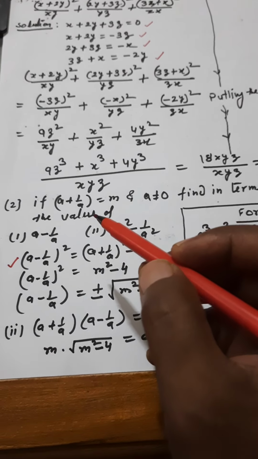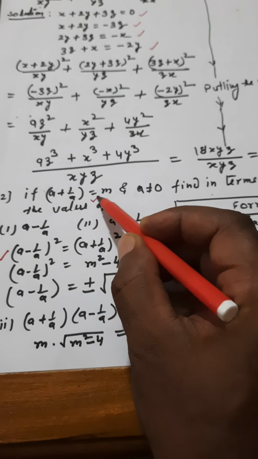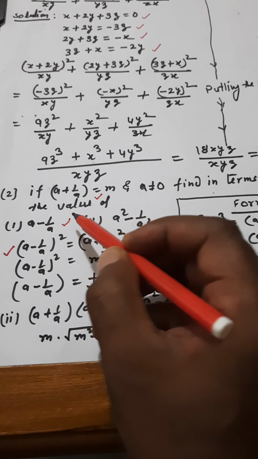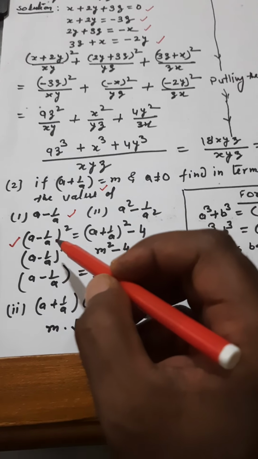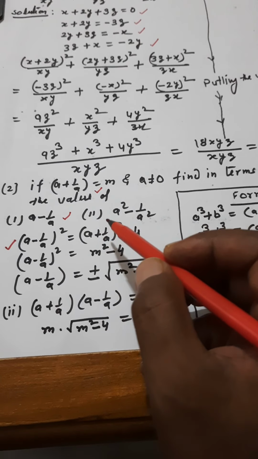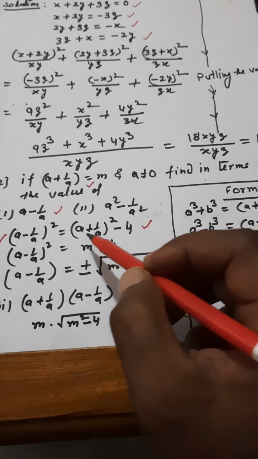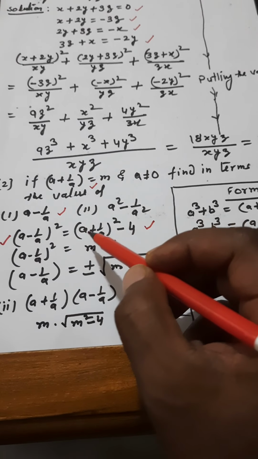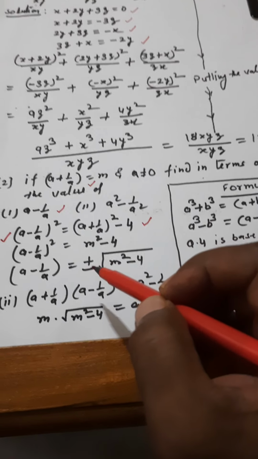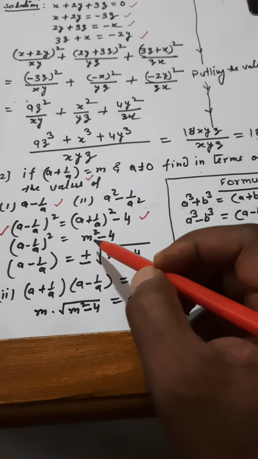So the key point is what is given. Given is a + 1/a = m, and you have to find out a - 1/a. So write such a formula in which the given expression and the expression which you have to find out are both present. In this formula, a - 1/a and a + 1/a are both present. So we can find the value of a - 1/a because a + 1/a is given, that is √(m² - 4).